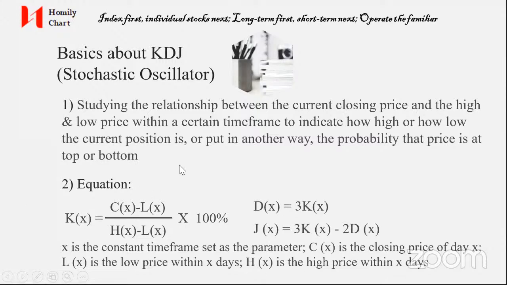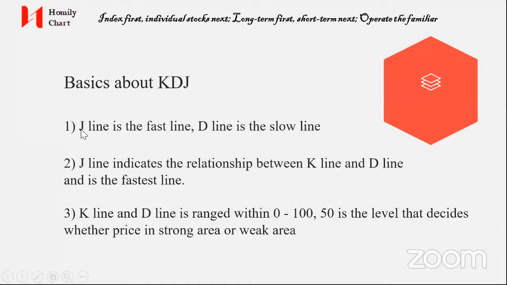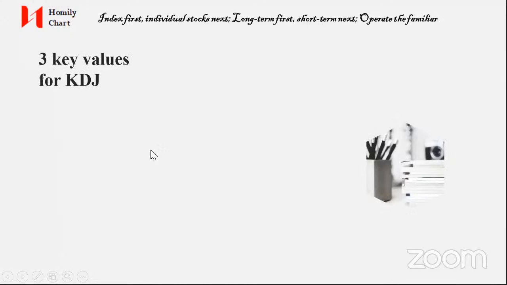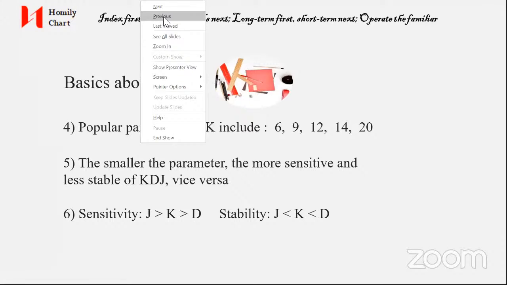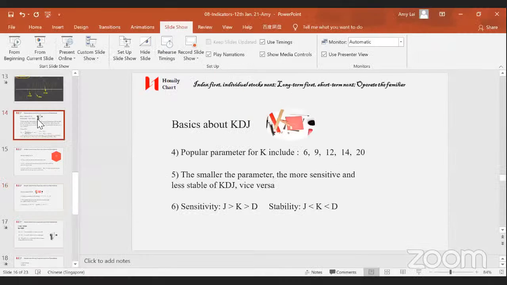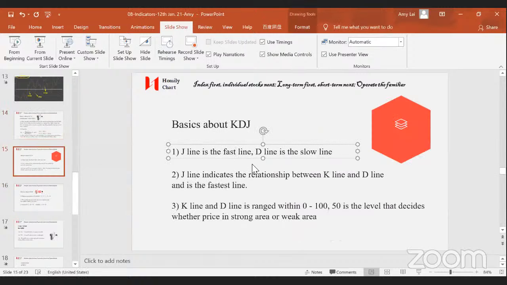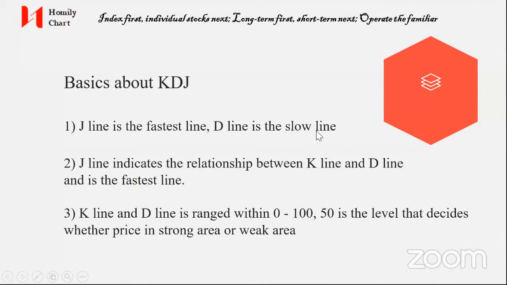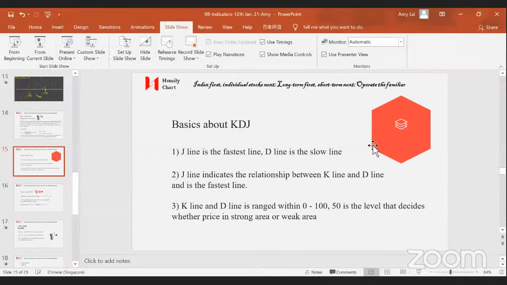So this is the basic about KDJ. And to share with some details, the J line is the fastest, and D is the slowest.